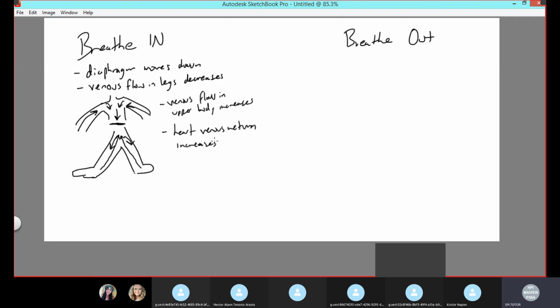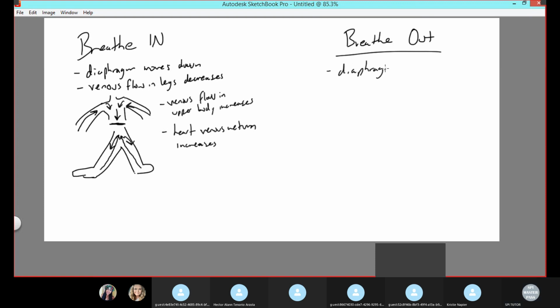So for breathing in, this is what you need to know. Diaphragm lowers, venous flow in the leg slows down, venous flow in the upper body speeds up, and then there's more venous return to the heart. When you breathe out, you just apply the opposite.